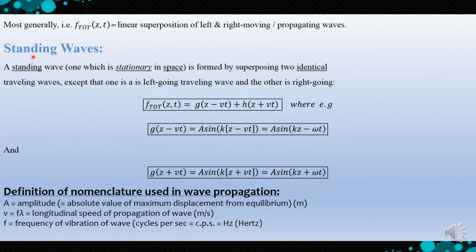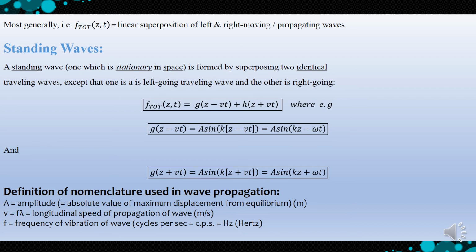Most generally, f total of z of t is equal to a linear superposition of left and right moving propagating waves. So coming to our last topic, which is called standing waves. What is a standing wave? A standing wave is one which is stationary in space, formed by superposing two identical traveling waves, except that one is a left-going traveling wave and the other is right-going.